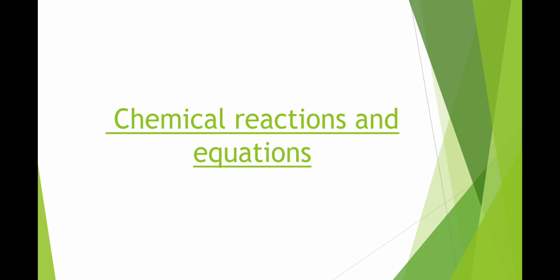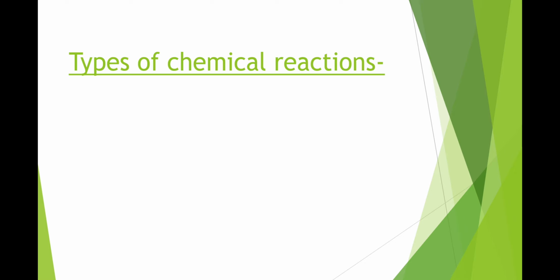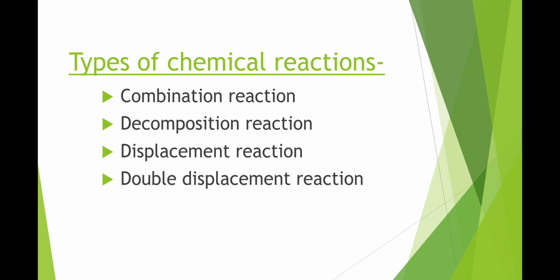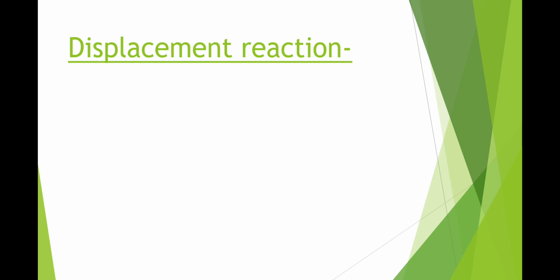We are dealing with the lesson Chemical Reactions and Equations from Science, first part. So far we have studied the types of chemical reactions, namely combination reaction as well as decomposition reaction. Now we will deal with displacement reaction and double displacement reaction. To understand displacement reaction, let us first understand an example.